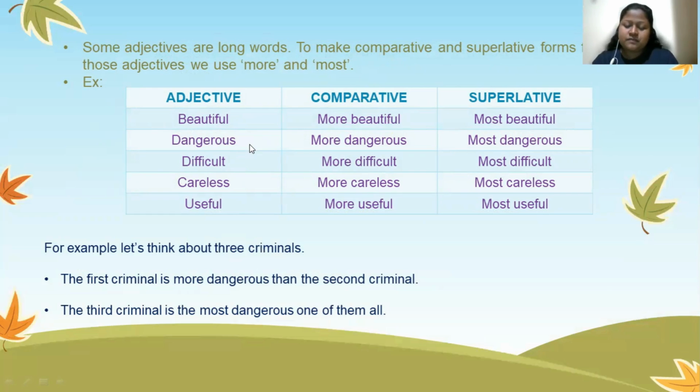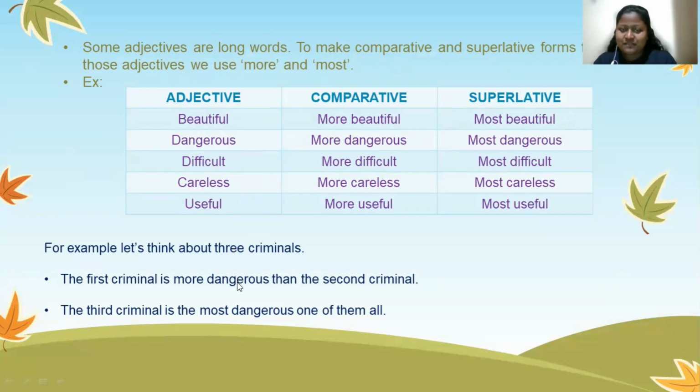So for the first criminal, we can think that he's a liar, that he's a fraud. And the second one is a thief. And the third one is a murderer. We can see that the first criminal is simply a liar. I'm sorry.